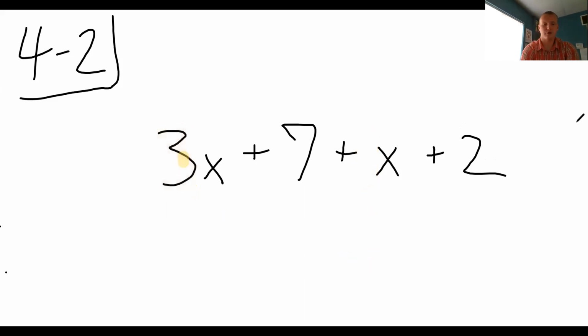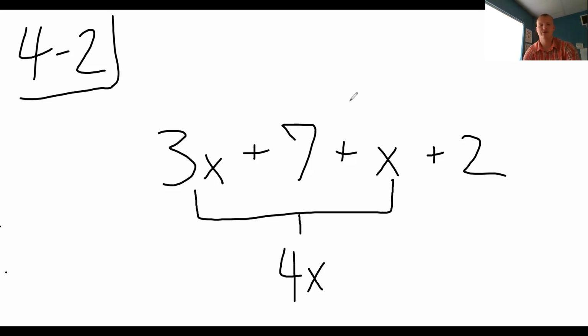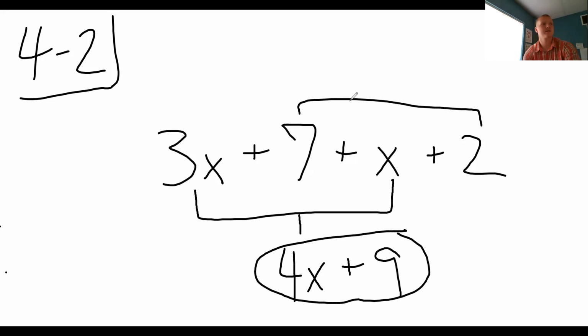Okay, so our next term is like terms. That is when you are combining terms that have the same variable with them. So 3x and x both have an x behind them. I could take 3x plus x, and what would that be, Ellen? Yep, 4x. And then I would combine the other 2 like terms, 7 and 2. Madeline, what would 7 plus 2 be? Yep, plus 9. So my answer, when I simplify this down, would be 4x plus 9.